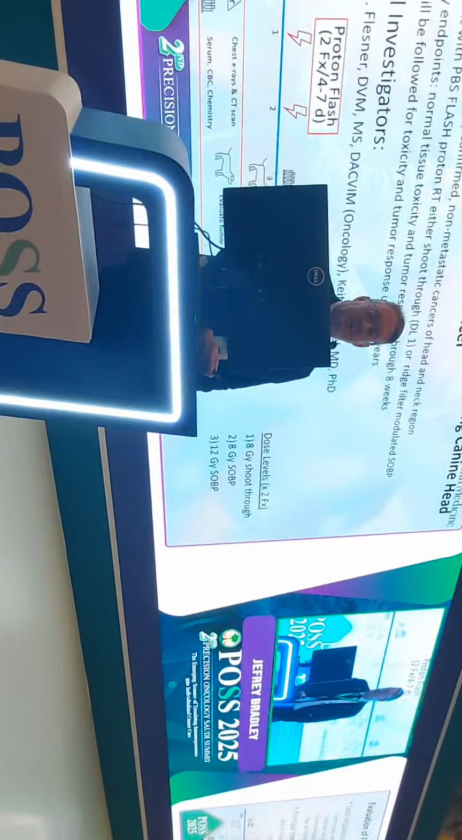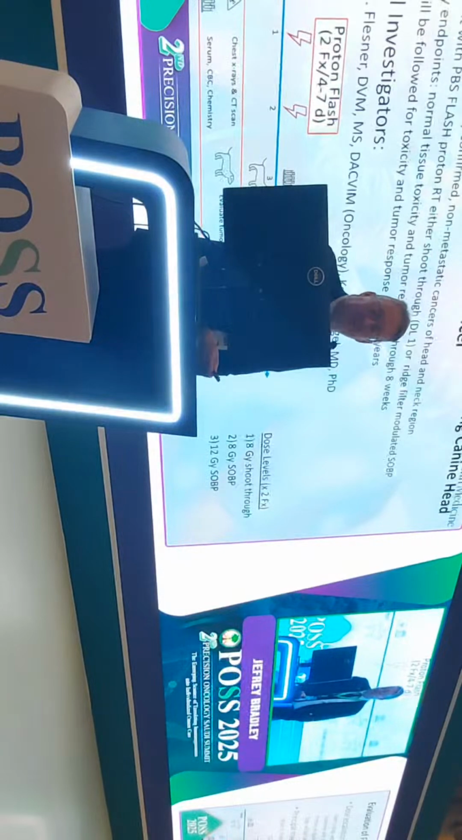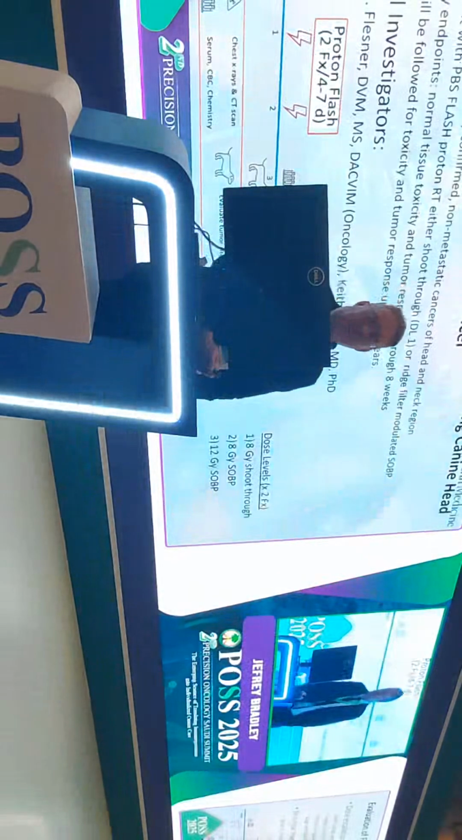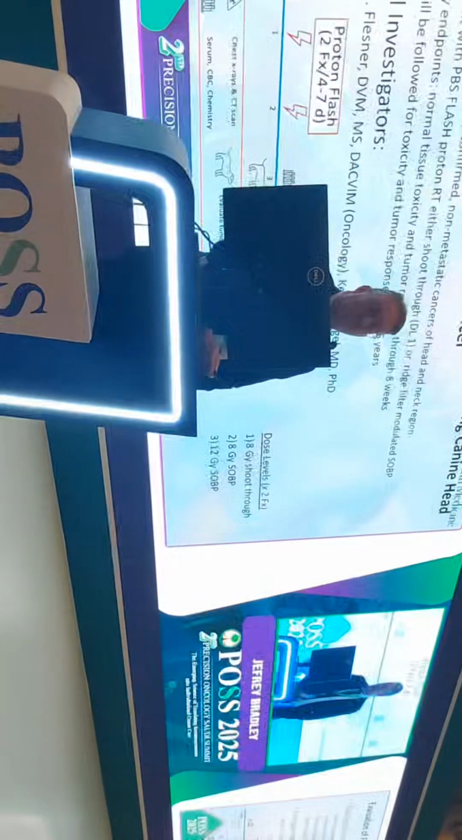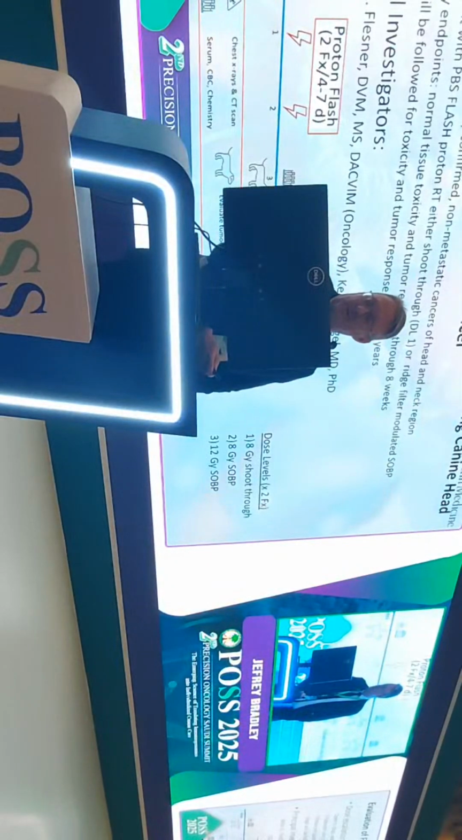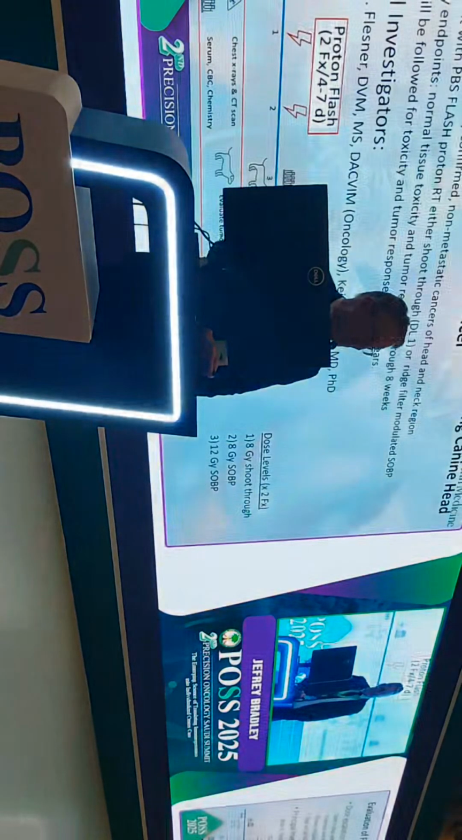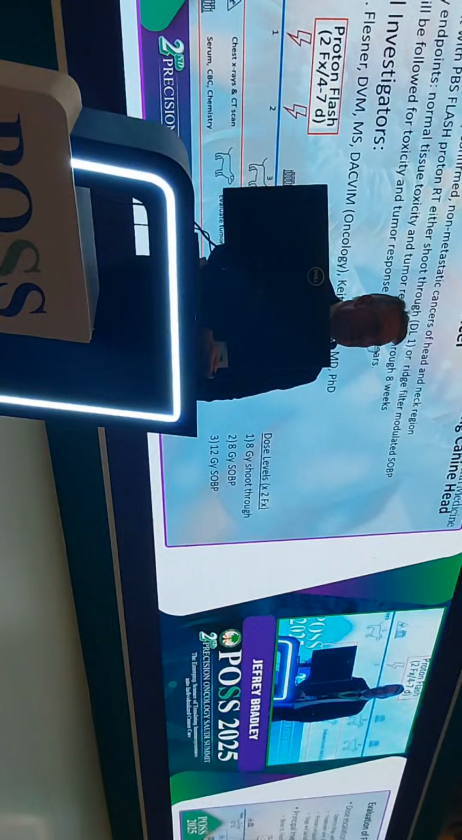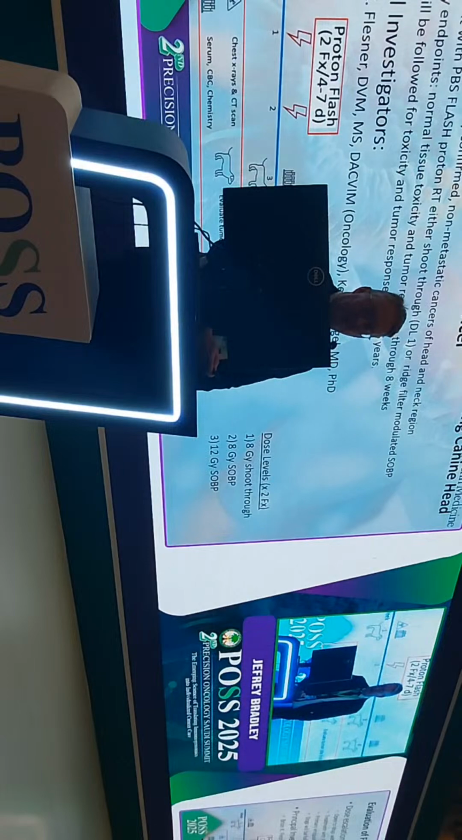They were treated with pencil beam scanning flash, either shoot through or conformal. Primary endpoints were normal tissue toxicity and tumor response up to 8 weeks. And they're going to be followed for toxicity for 1.5 years. We've given 8 gray times 2 fractions with shoot through, 8 gray times 2 fractions with spread out deep conformal, and then 12 gray per fraction times 2 fractions.